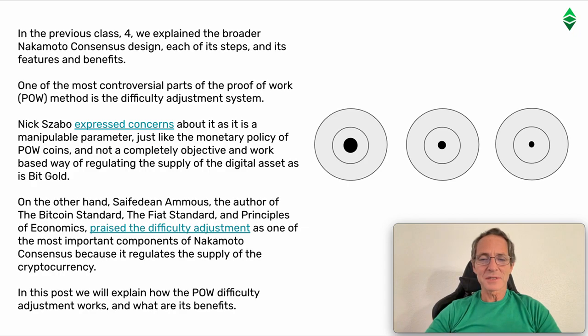Nick Szabo expressed concerns about it as it is a manipulable parameter, just like the monetary policy of proof of work coins, and not a completely objective and work-based way of regulating the supply of the digital asset as is BitGold. On the other hand, Saifedean Ammous, the author of The Bitcoin Standard, The Fiat Standard, and Principles of Economics, praised the difficulty adjustment as one of the most important components of Nakamoto Consensus because it regulates the supply of the cryptocurrency. In this post, we will explain how the proof of work difficulty adjustment works and what its benefits are.